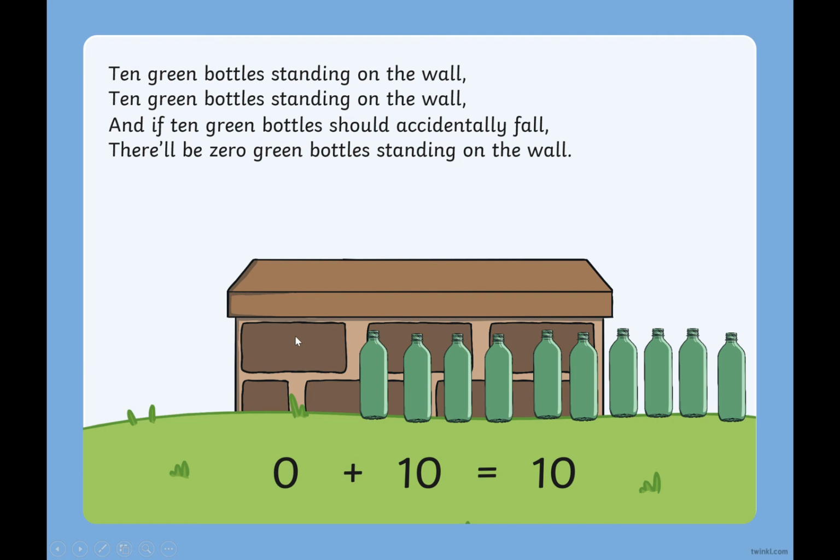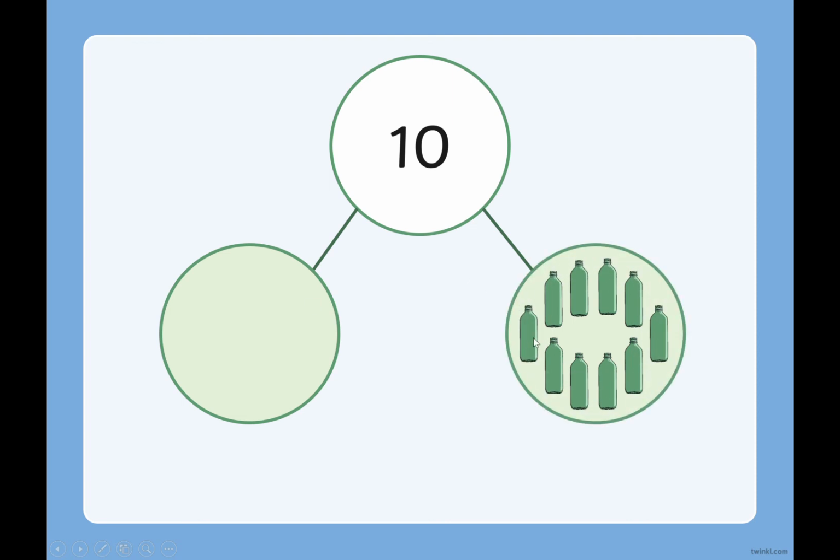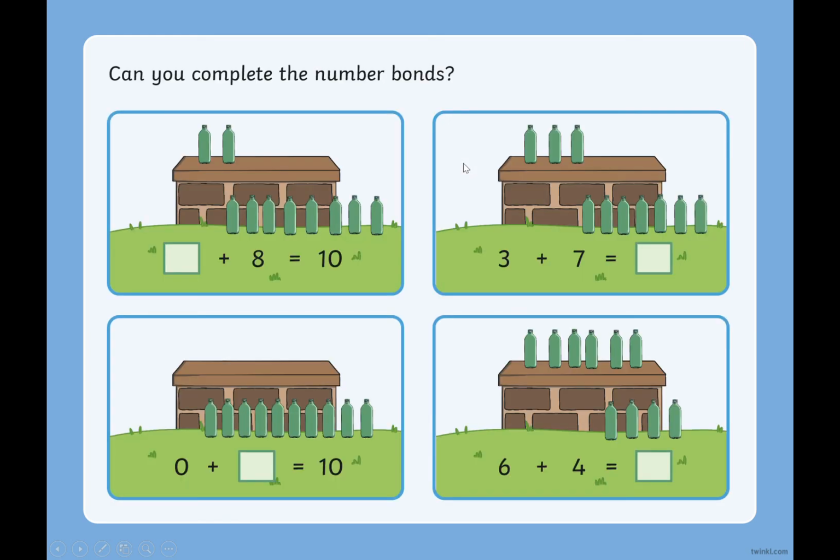So we've got 0 on the wall plus 10 green bottles on the floor, which makes 10 altogether. Here we've got 10 at the top, that's the number we are making. So we've got 0 green bottles here. So how many green bottles are here? Yes, that's right. 0 plus 10 equals 10, or makes 10 altogether.